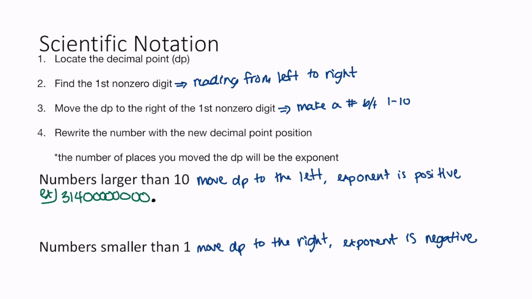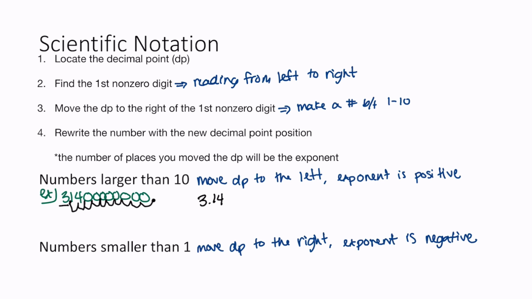Now I want to move the decimal point to the right of the first non-zero digit. Remember, it's always reading from left to right. So my first non-zero digit is my 3. So I want to move the decimal point to the right of that 3. And I can count how many times I have to move it. 1, 2, 3, 4, 5, 6, 7, 8, 9, 10. So now I'm going to rewrite my number, which then my new number with the moved decimal point is going to be 3.14. Notice 3.14 is a number between 1 and 10.